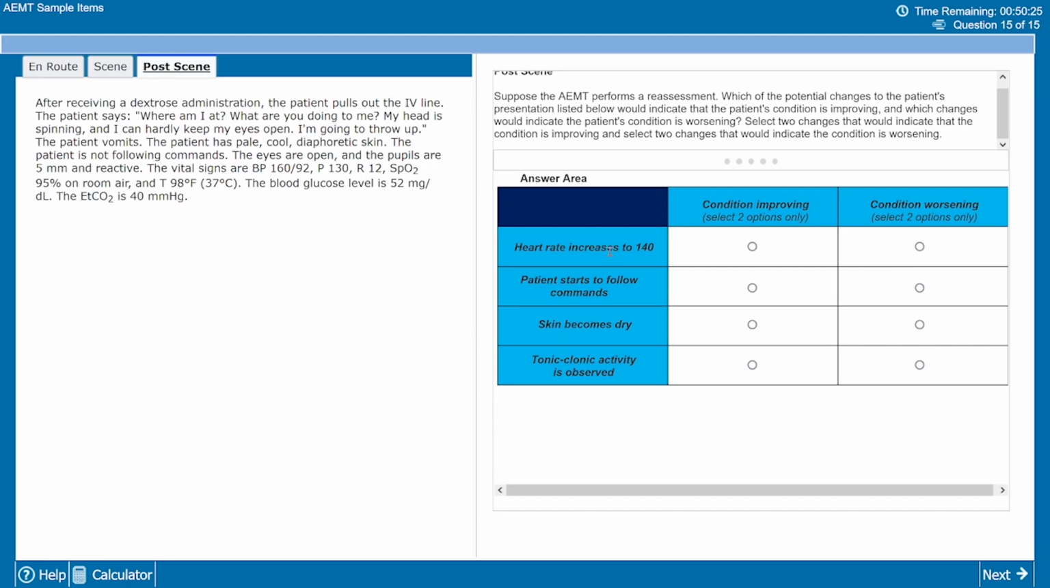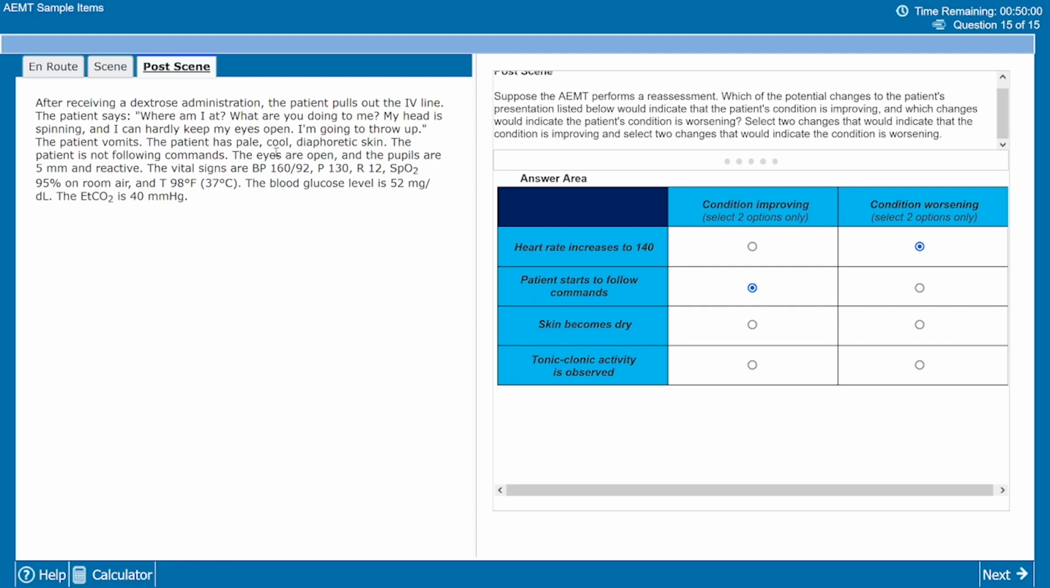The heart rate increases to 140. We don't want our patient to go from a heart rate of 130 to 140. That just shows that they're becoming more tachycardic. If we know our baseline vitals, we know that that's wrong. So very easy wrong option. The patient starts to follow commands. Originally, the patient was not following commands. So if we start seeing that the patient's following commands, that means their mental status is improving. That's a good thing.